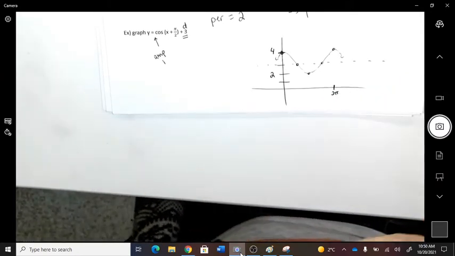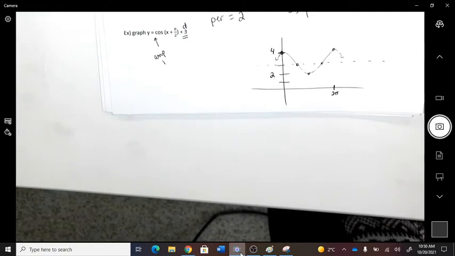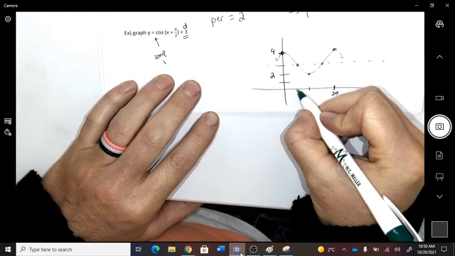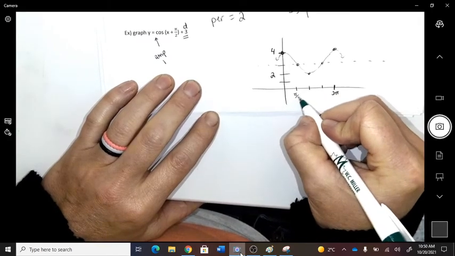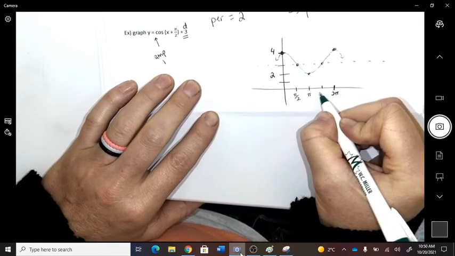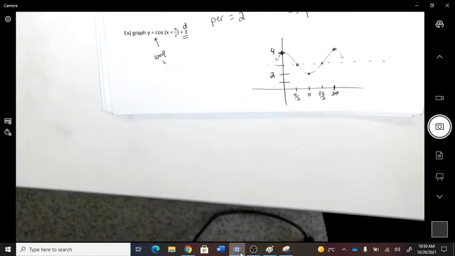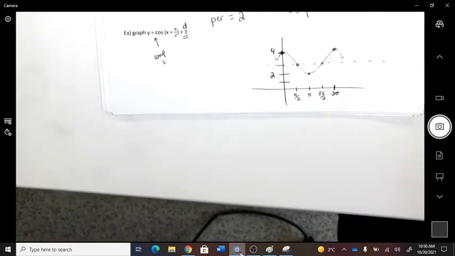Okay, so far we don't have a B, so we're going to go with a pi over 2 at the end of this. Okay, so everything else stayed normal except for that upward. I shifted it up, went up with it.